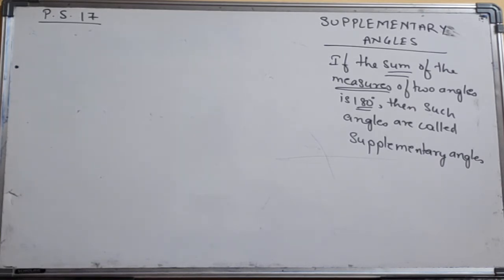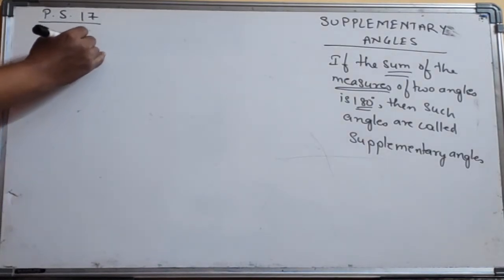Difference of what? Difference between the measures. Okay. So they are talking about the difference between the measures of two angles. And what type of angles are those? Those are a complementary pair. So they are saying the difference of the measures of the angles of a complementary pair is 40 degrees.